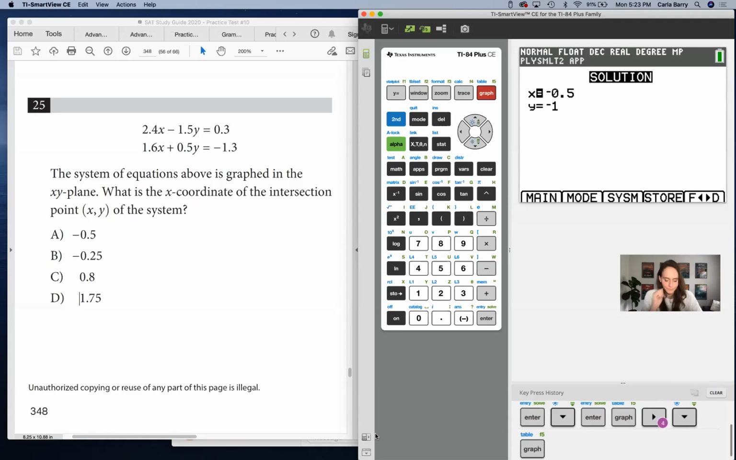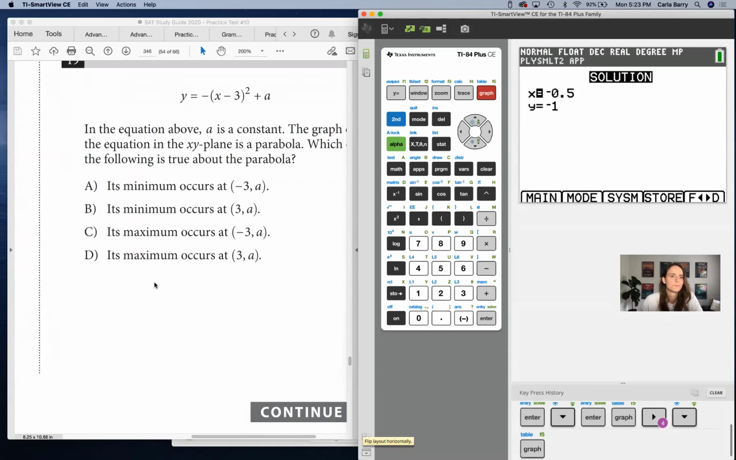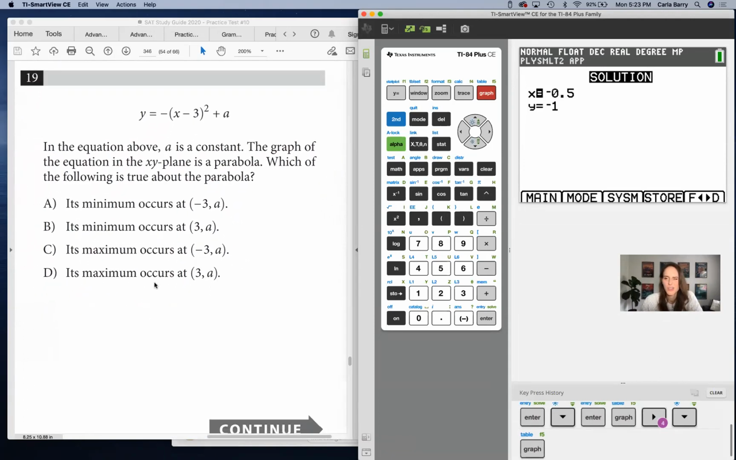Let's see here. I am going to grab another kind of surprising calculator question. I'm going to grab it before we look. Let's look at number 19. So we're in the vicinity of something we could solve in our calculator that maybe you wouldn't think you could. In the equation above, a is a constant, and the graph of the equation in the xy-plane is a parabola. Which of the following is true about the parabola?